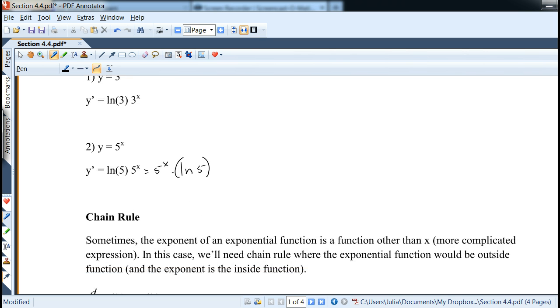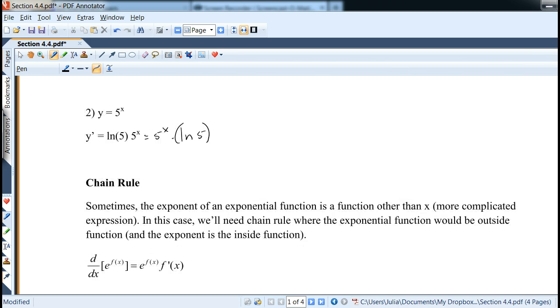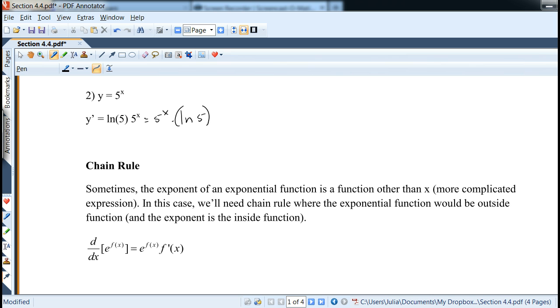Okay. Chain rule is going to be very important for us because a lot of times the exponent is more complicated than x itself. Like it could be some other function besides the x. So the chain rule would be just like chain rule works. If e to the x is the outside function, let me actually write this. So if e to the x is outside and f of x is inside, so the exponent is the inside function. How do we do the derivative?